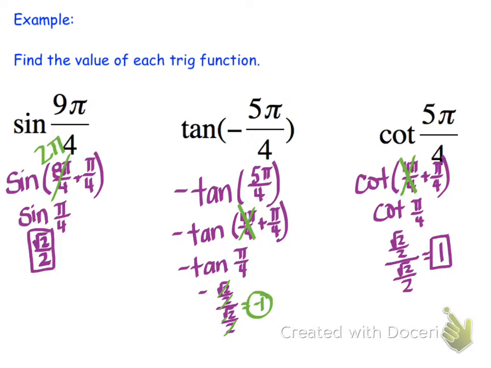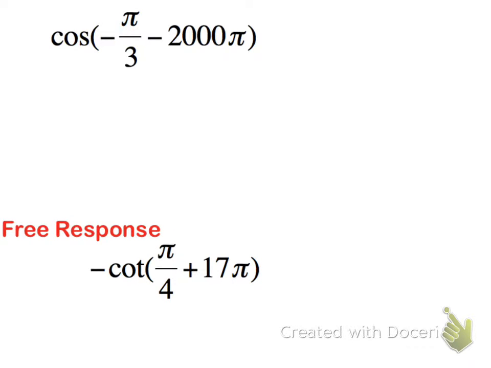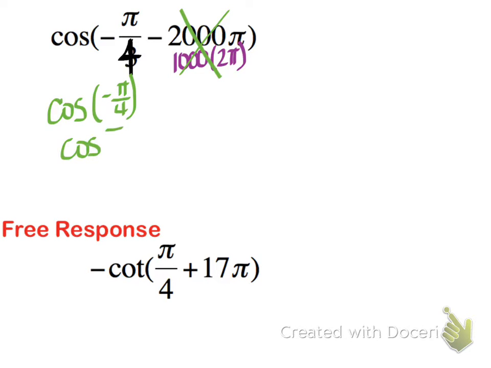Alright, our final example for the video is the cosine of negative pi over 4 minus 2000 pi. Now, first off, let's look at that minus 2000 pi. That's the same as 1000 sets of 2 pi. We know cosine repeats after every set of 2 pi, so basically we just get to ignore all of those. And now we're going to look at cosine of negative pi over 4. Because cosine is even, we get to completely ignore that negative sign, and now we just want the cosine of pi over 4, which ends up equaling root 2 over 2.